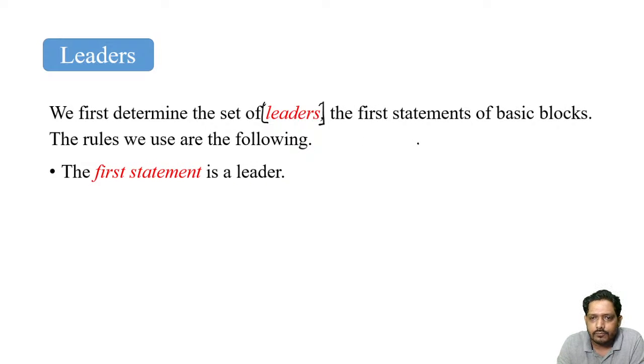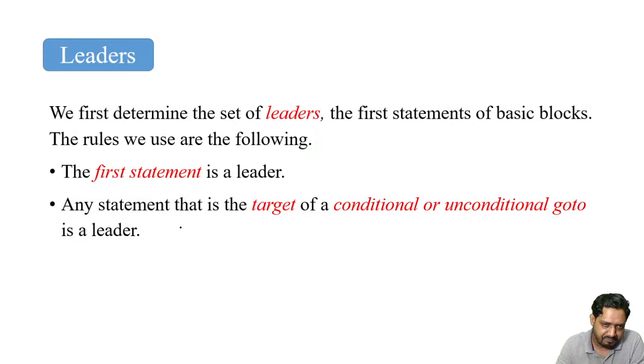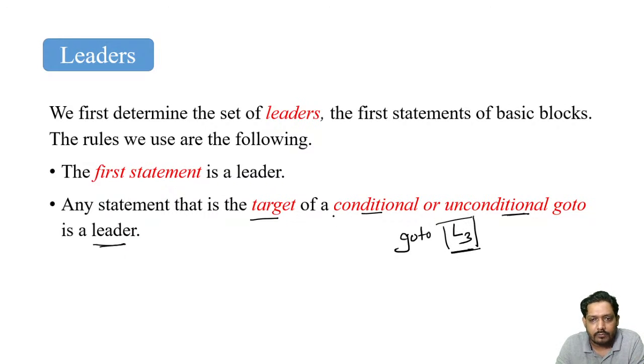We find the leaders from the three address code, and who is the leader? The first statement is the leader. Second, any statement that is the target of a conditional or unconditional goto. So if there is a target, say a label L3, and it is the target of a conditional or unconditional goto, that is also a leader.